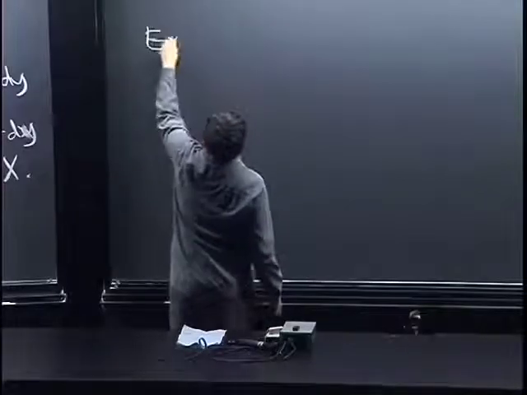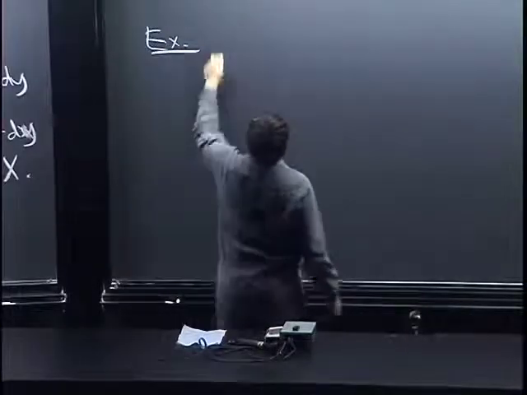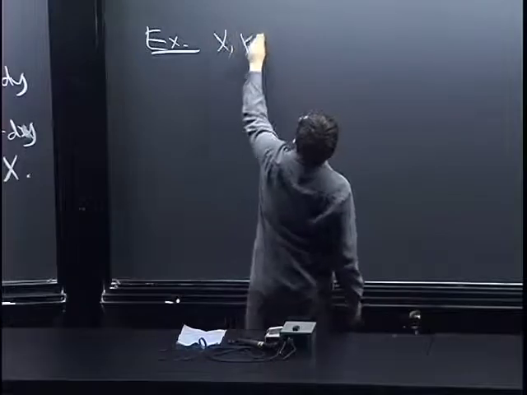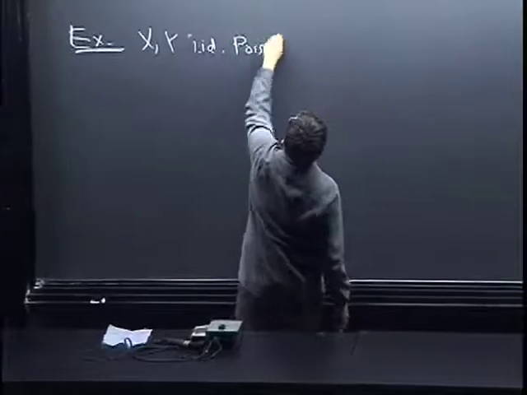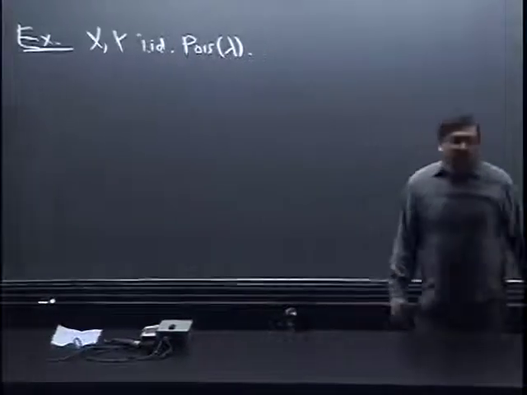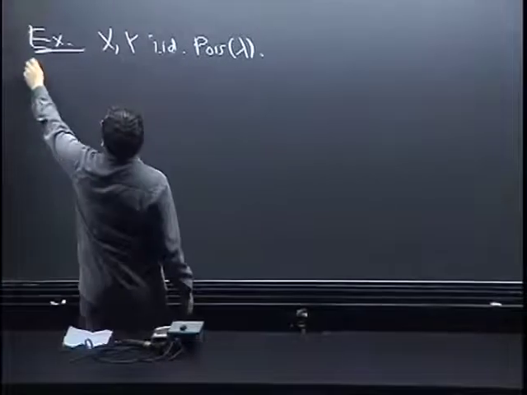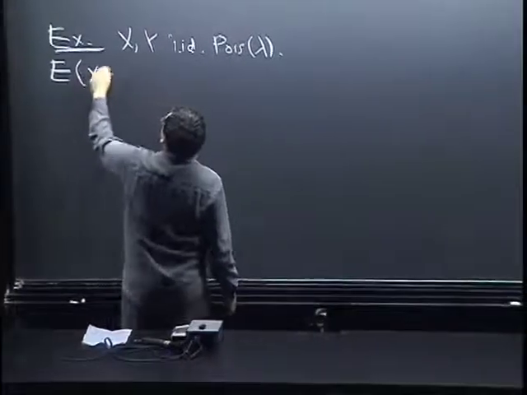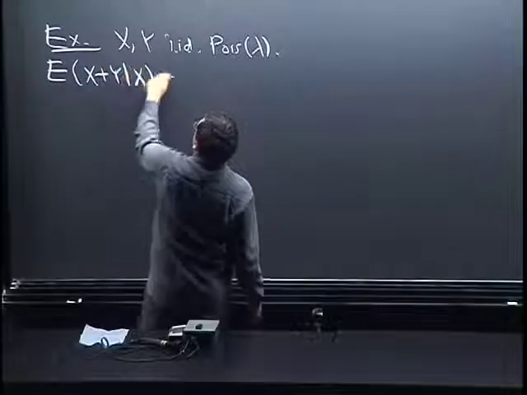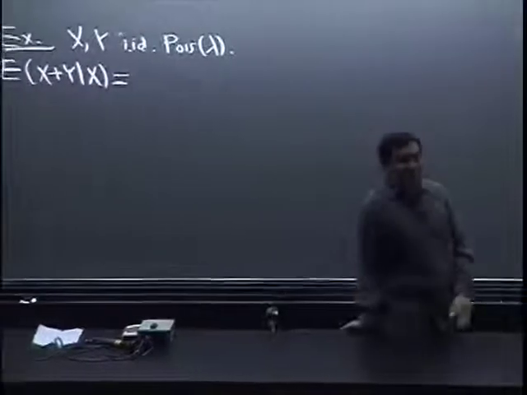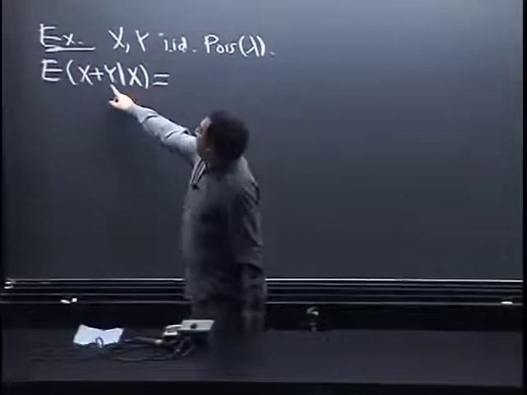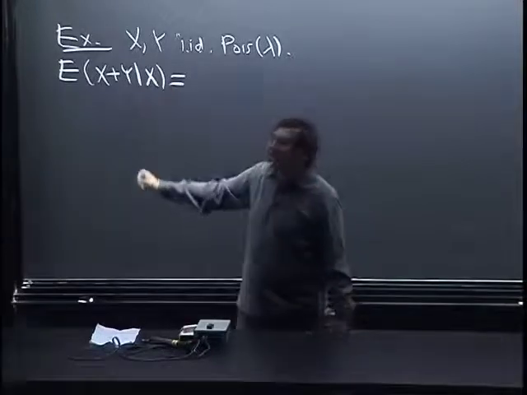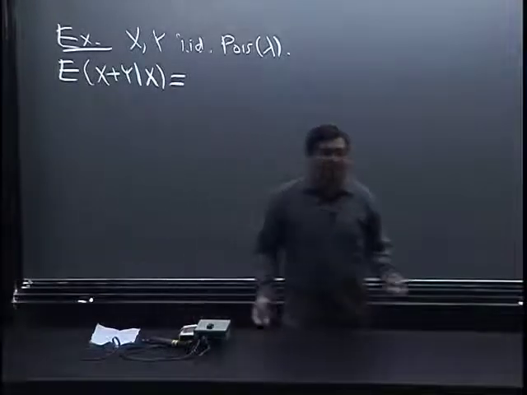Let's do one with Poissons. Let X and Y be IID Poisson lambda. Suppose we want to find E of X plus Y given X. As I said, we could first find this given big X equals little x, and then change little x to big X, and you'll get the same thing.